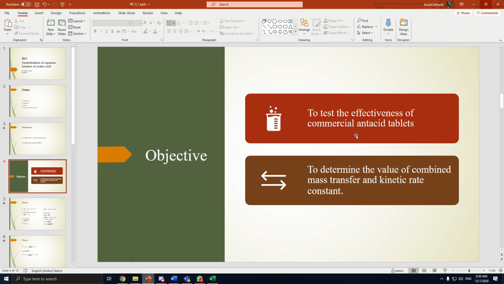Firstly, we want to test the effectiveness of the commercial antacid tablets, because the reaction at hand is a very good representation for what happens in the stomach, and also to determine the value of the combined mass transfer and kinetic rate constant for the neutralization of aqueous solution of acetic acid.